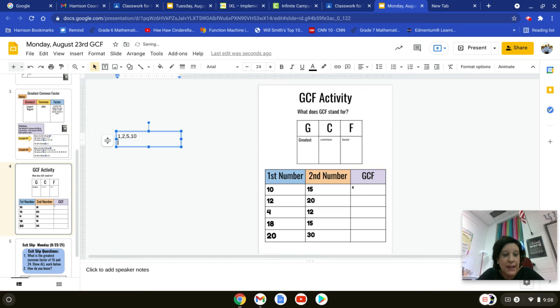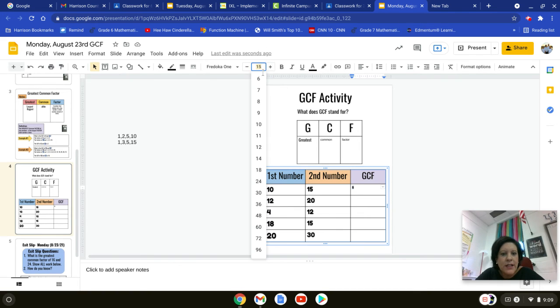Those are the factors of 10. And then look at the factors of 15. 1, 3, 5, and 15. And you just put the answer, whatever their GCF is, over here in the GCF column. We see that on here, they have a common factor of 1 and 5. So which one's the greatest? 5. So 5 is our GCF. I hope that makes sense. Greatest common factor.